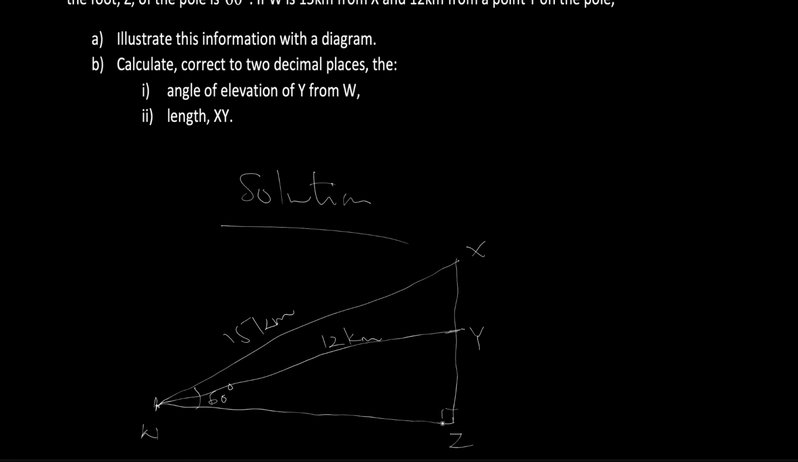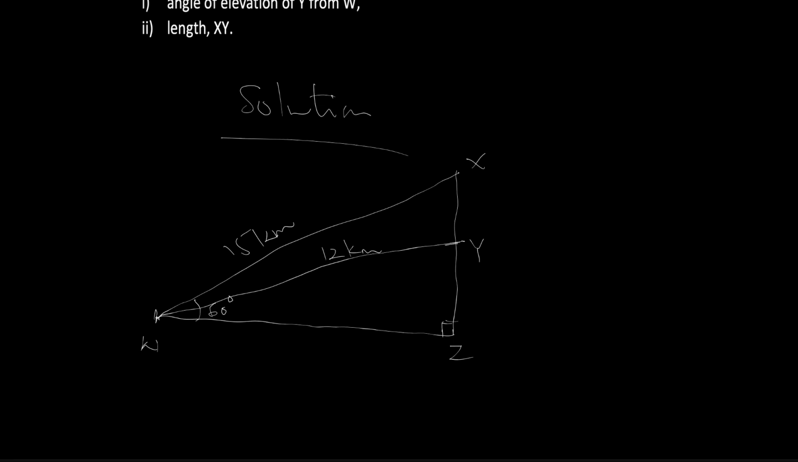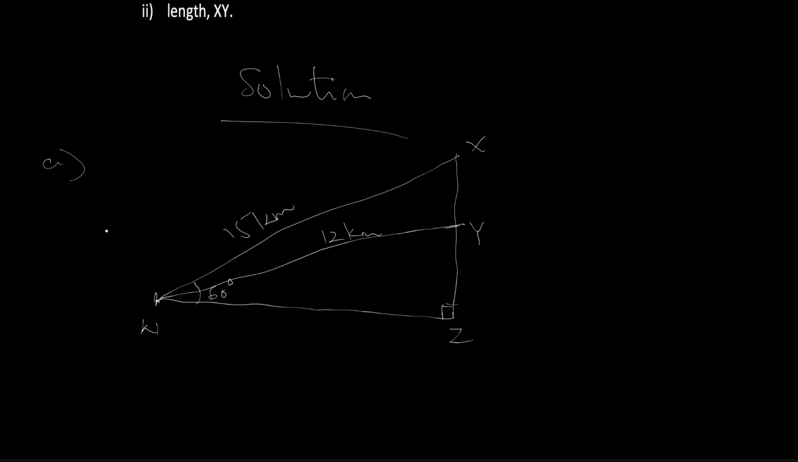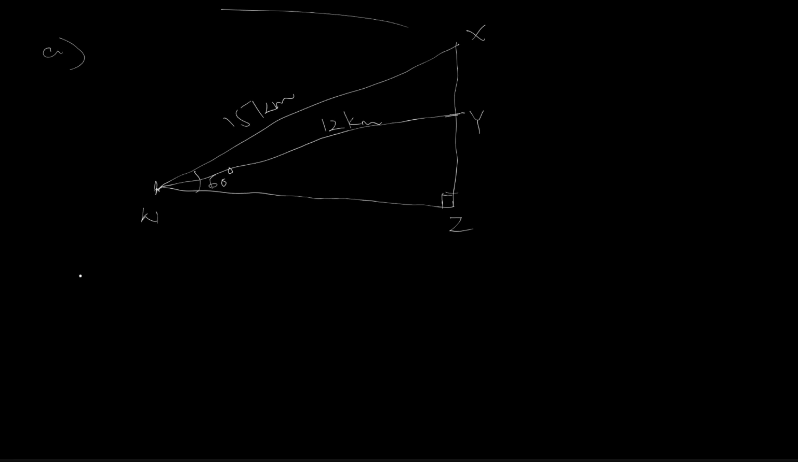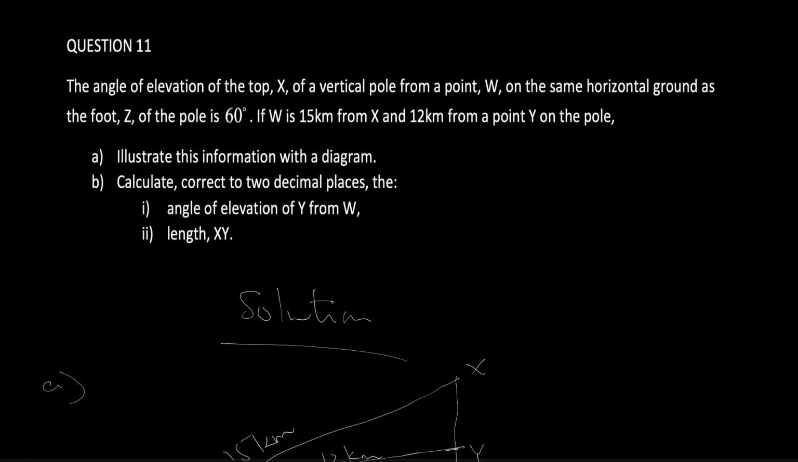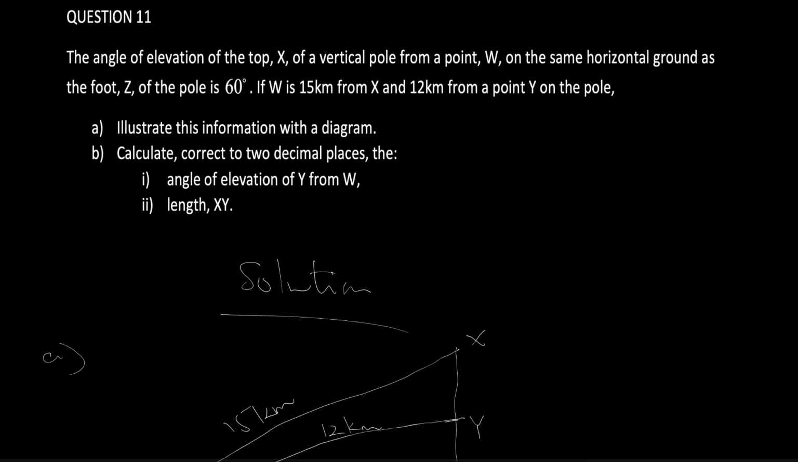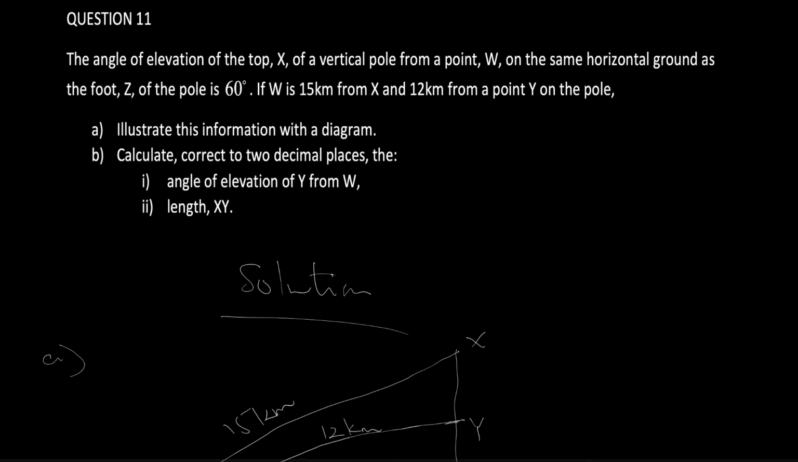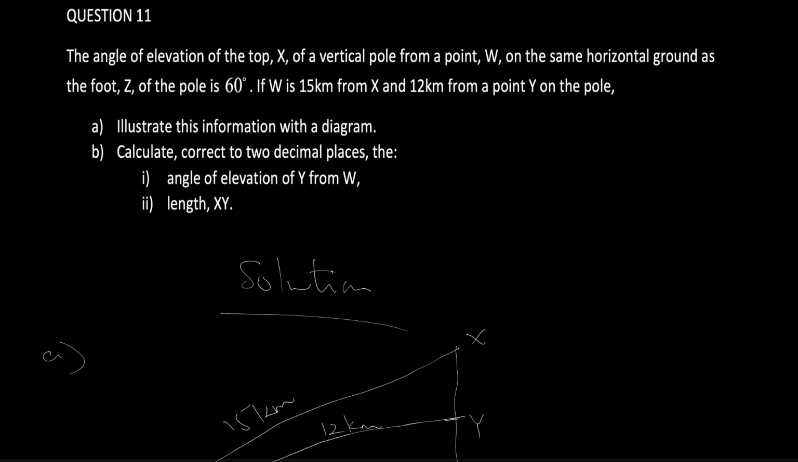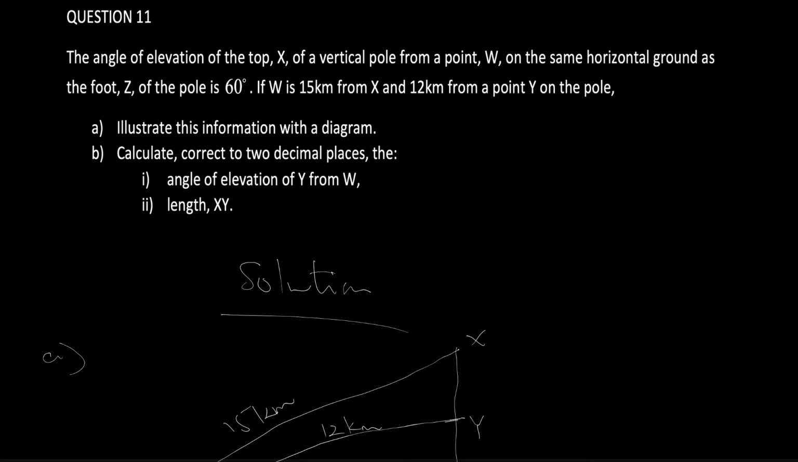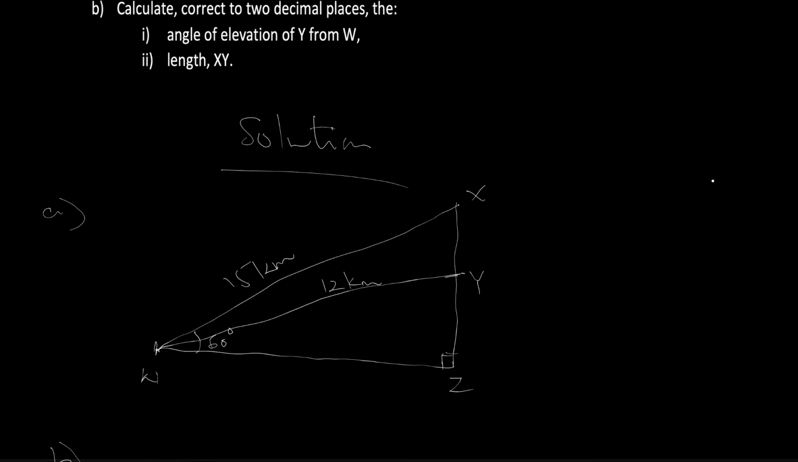So this will be the diagram, and B. So A. B. Calculate correct to 2 decimal places the angle of elevation of Y from W. So we want this angle. We don't know, so we name it theta.